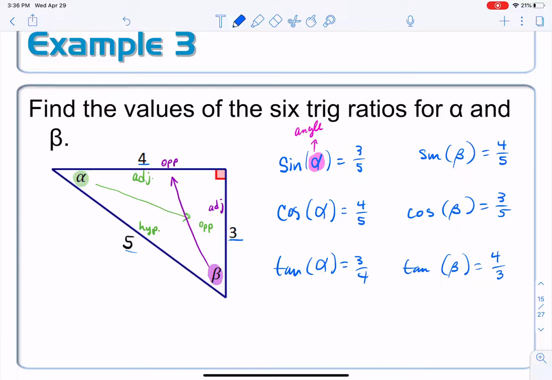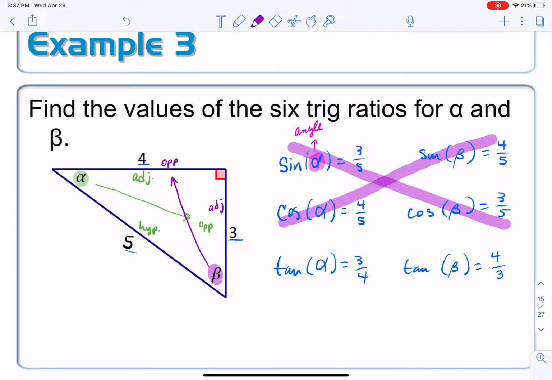All right, so I want you to take a minute, a second, a nanosecond, whatever. Take a look at these numbers. Maybe you notice some sort of patterns. For example, the cosine of alpha and the sine of beta are exactly the same. The sine of alpha and the cosine of beta are also exactly the same. Why did that happen? Remember, when we did our second set, we had to switch the opposite and the adjacent. When I switch the opposite and the adjacent, then the sine and the cosine are also going to switch.